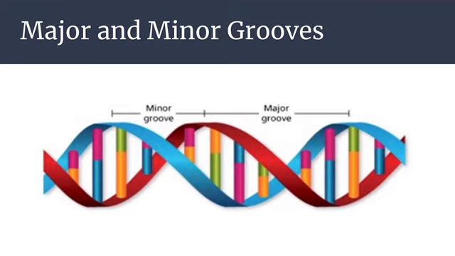Let's discuss major and minor grooves. The major grooves are where the backbones are far apart, and the minor grooves are where they are close together. The more space there is, the easier it is for proteins to bind.